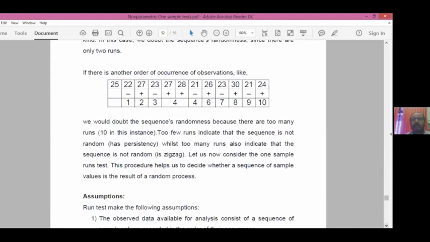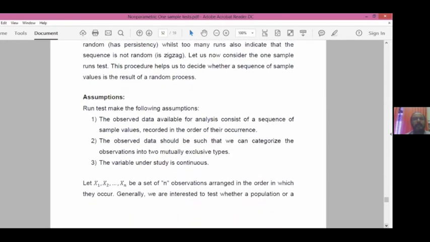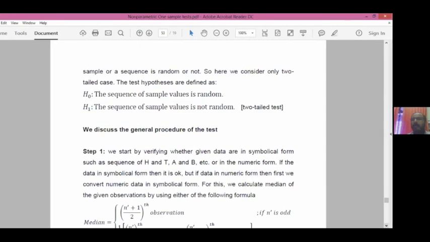Let us now consider the one sample run test. This procedure helps to decide whether the sequence of sample values is the result of a random process. Assumptions: the run test makes the following assumptions. Number one, the observed data available for analysis consists of a sequence of sample values recorded in the order of their occurrence. The observed data should be such that we can categorize the observations into two mutually exclusive types. The variable under study is continuous. Let x1 up to xn be the observations, given here.